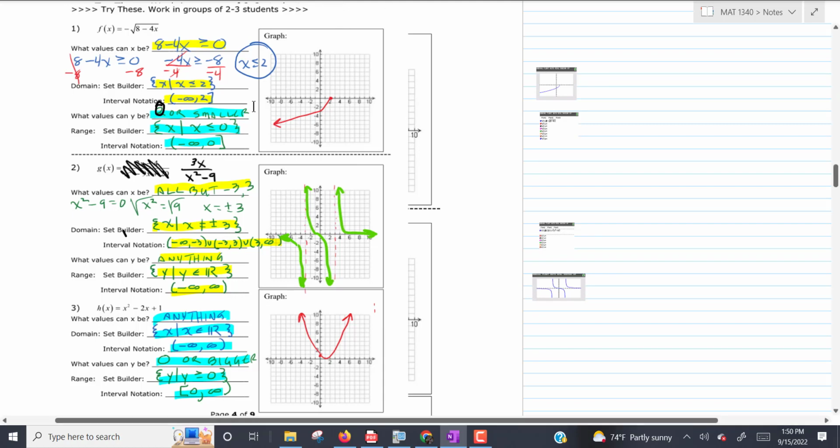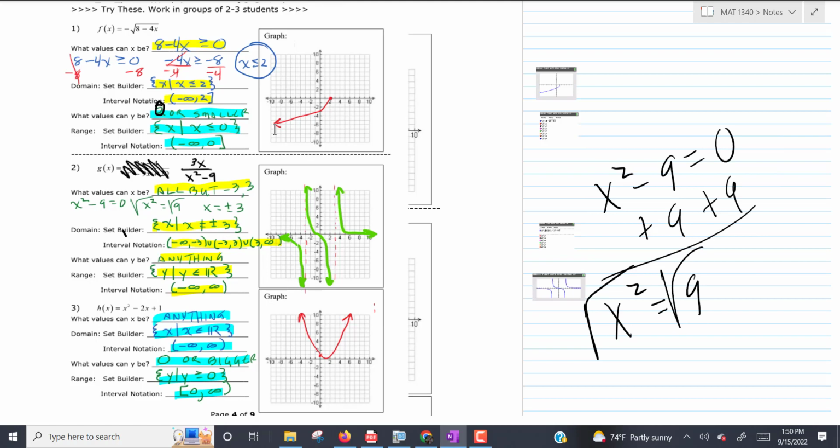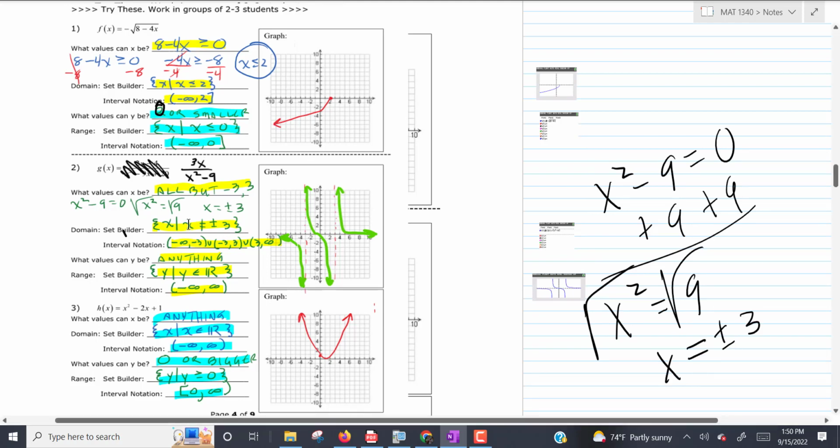Okay, and then the next one, you solved the equation x squared minus 9 equals 0. I just added 9 to both sides, got x squared equals 9, and then I did a square root of both sides. So I got x is equal to plus or minus 3, which is something we learned how to do. So basically your domain on number 2 is everything except negative 3 and 3. And then your graph is going to show that y can be anything because of this thing right here. It goes through everything. You have 0 right there. It goes through everything.